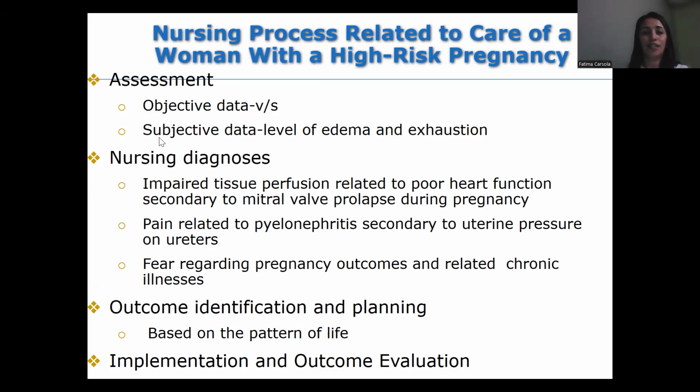So the nursing diagnosis for this one is impaired tissue perfusion related to poor heart function, secondary to mitral valve prolapse during pregnancy. It could be a heart condition, or it could be pain related to pyelonephritis, secondary to uterine pressure on the ureters, because the enlarging uterus might affect the normal physiology of the body, and fear regarding pregnancy outcomes and related chronic illnesses.